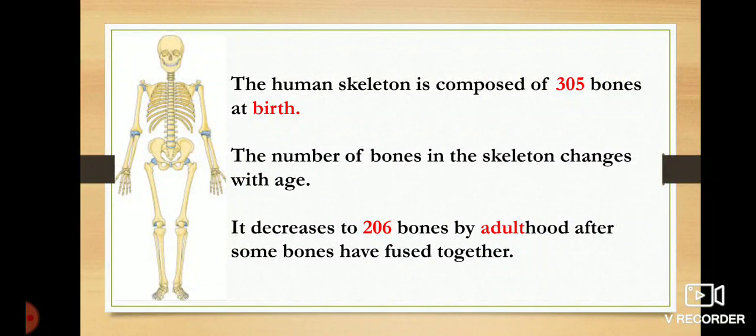The human skeleton is composed of 305 bones at birth. The number of bones in the skeleton changes with age. It decreases to 206 bones by adulthood after some bones have fused together. Now, let us study about different types of bones in the skeletal system.